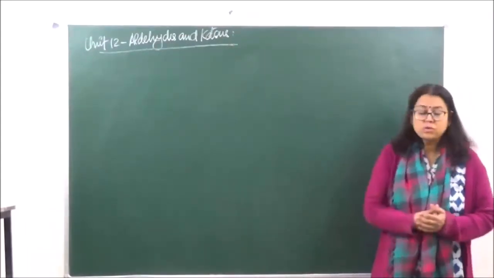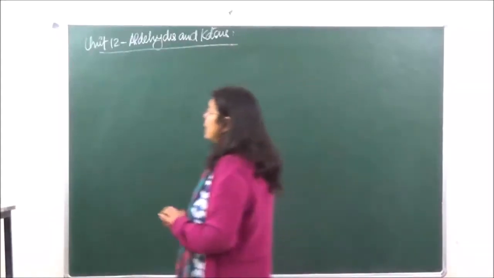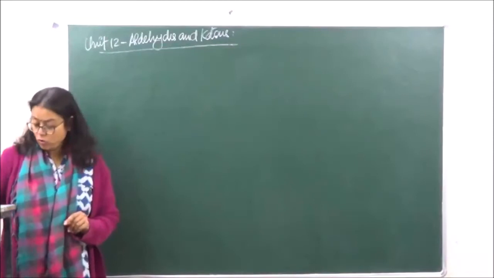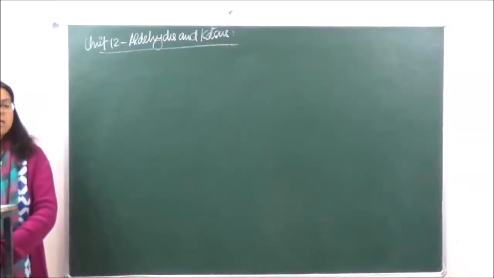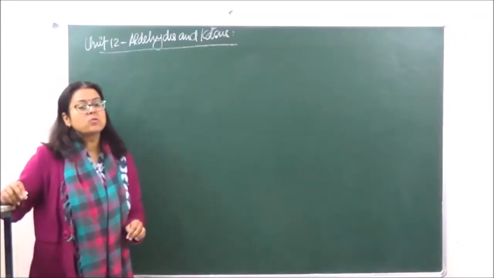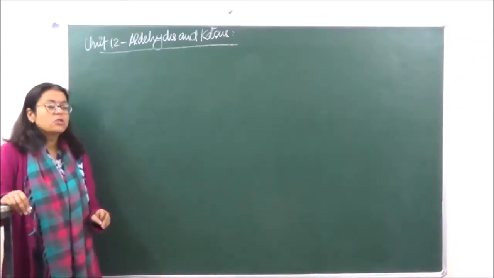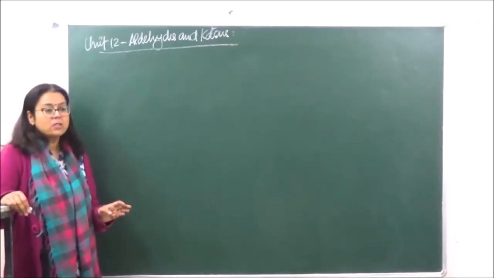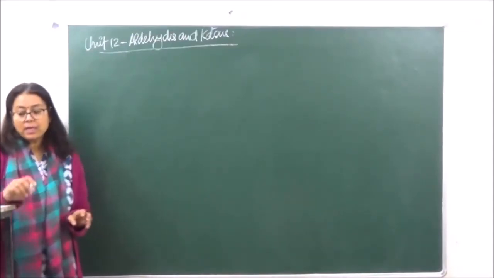Now today we are going to start with unit 12, which is aldehydes and ketones. This unit is divided into two different sections. In one we are going to do the aldehydes and ketones, and the other one is going to be the carboxylic acids. So part A and part B. ठीक है? Part A is going to be aldehydes and ketones, and part B is going to be carboxylic acids.